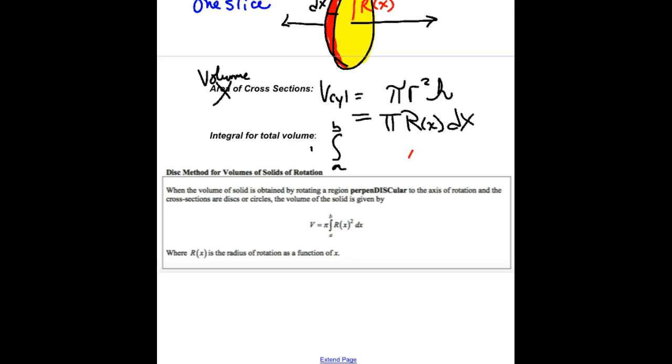The constant will come out front, so you'll see in the formula that I just screenshot out of the book, there's a pi out front, but I wanted to show you why. It's pi r squared h is what it is. So I forgot the squared on there. Inside of here, I'm going to have some function that I'm going to be squaring, and then dx. So if you can integrate, you can do it. And it's all about a good picture, really.